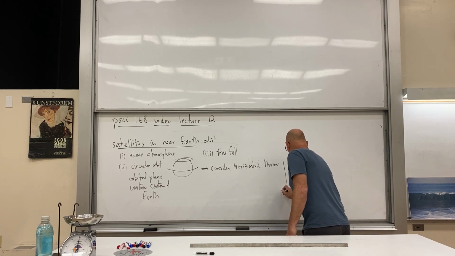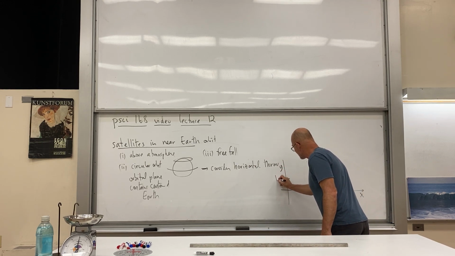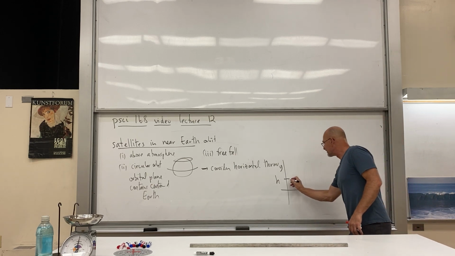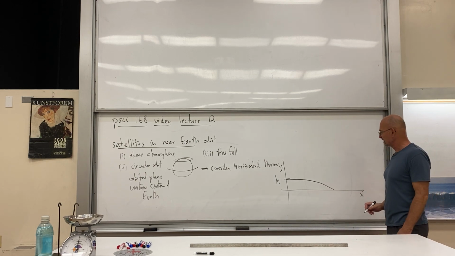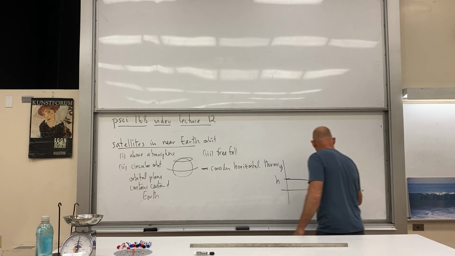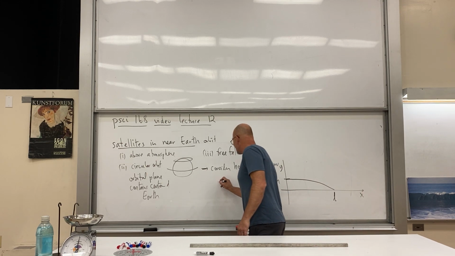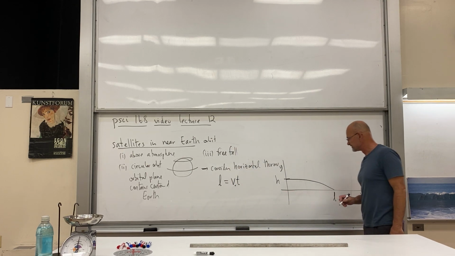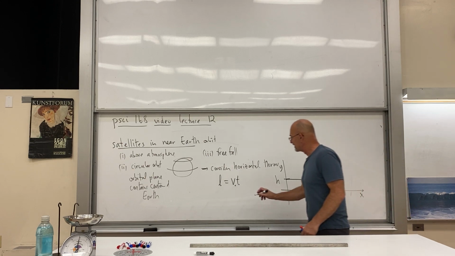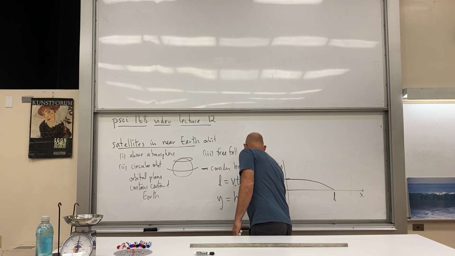And when you throw a ball horizontally, here's an X and here's a Y axis. If you launch it from height H horizontally, it's just going to move forward and fall at the same time. So we've got that horizontal throw, and I'm going to call this distance that it goes L. We have L is equal to V0 t, and y is equal to the height minus 1/2 g t squared.